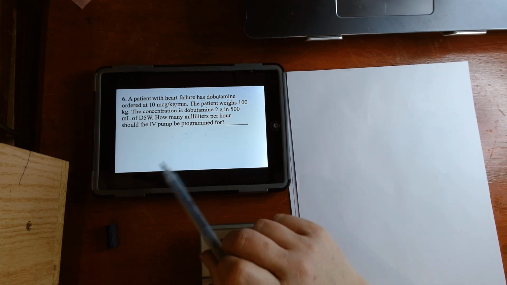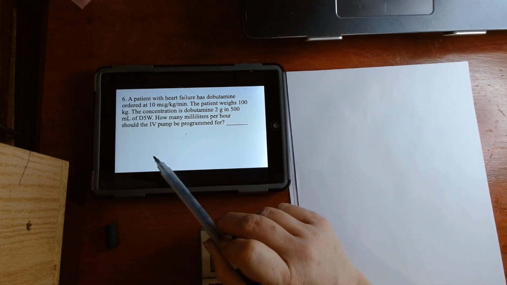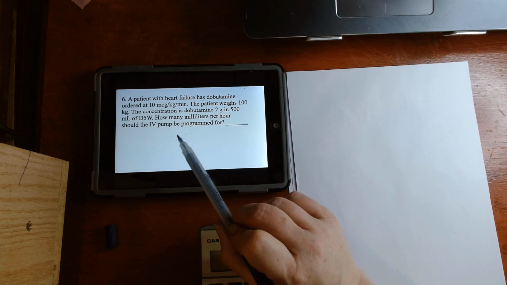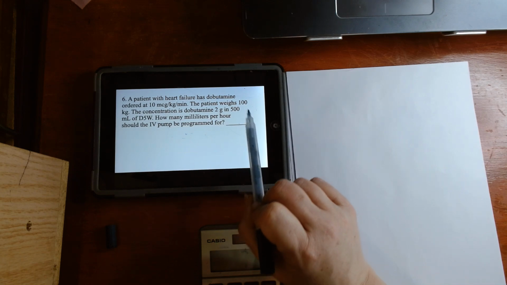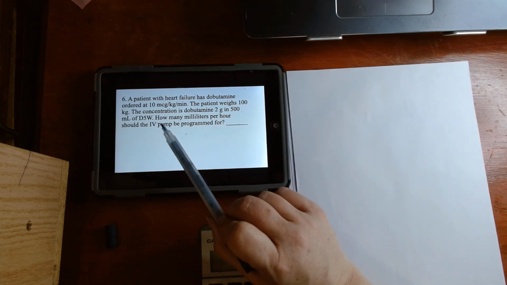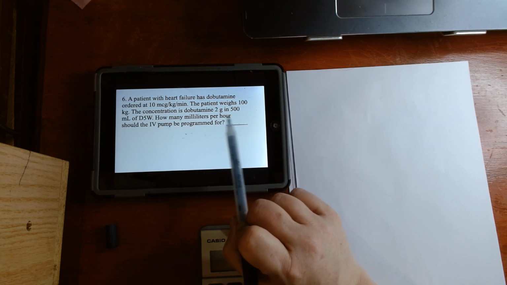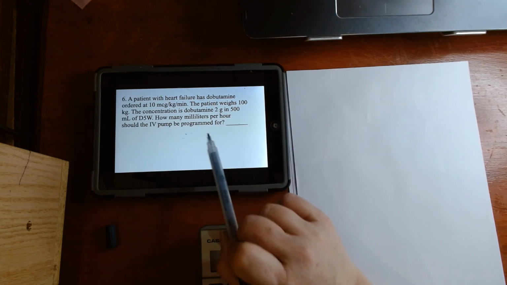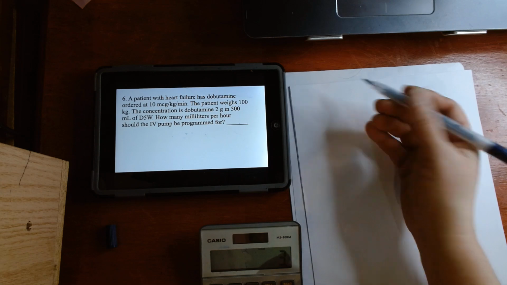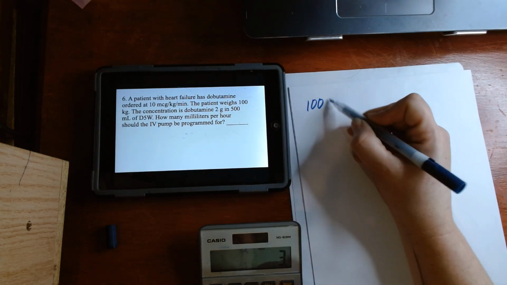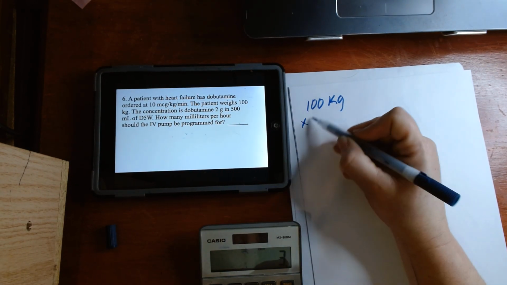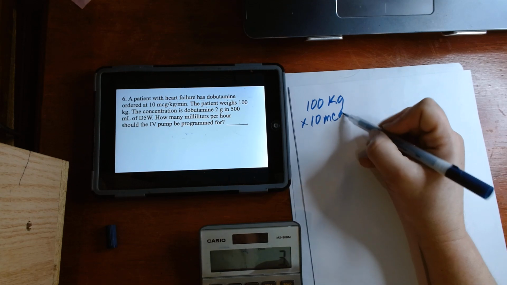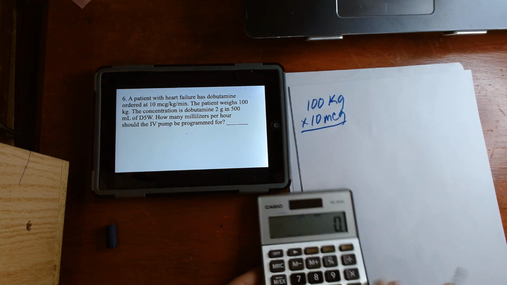A patient with heart failure has dobutamine ordered 10 micrograms per kilogram per minute. Mr. Main weighs 100 kilograms. The concentration is 2 grams in 500. What are you going to set your pump at? So we have to do 100 kilograms times 10 micrograms. All right, let's do it.